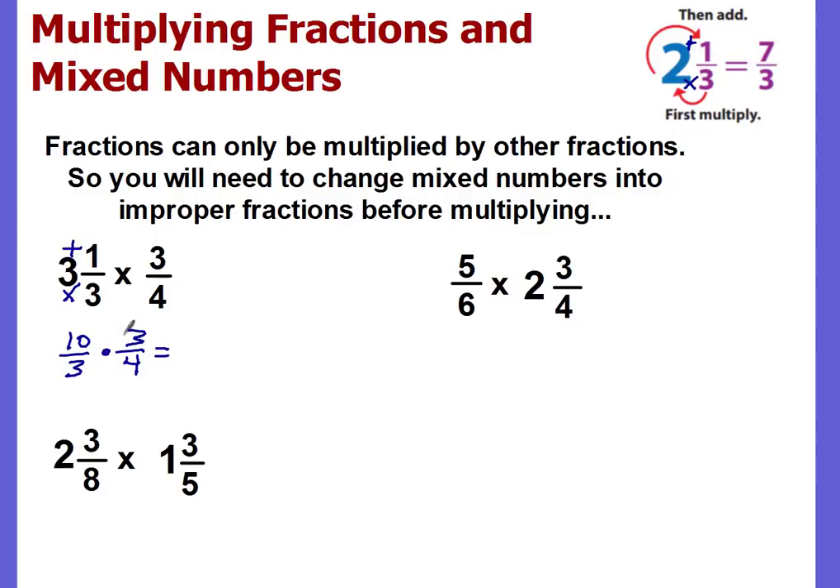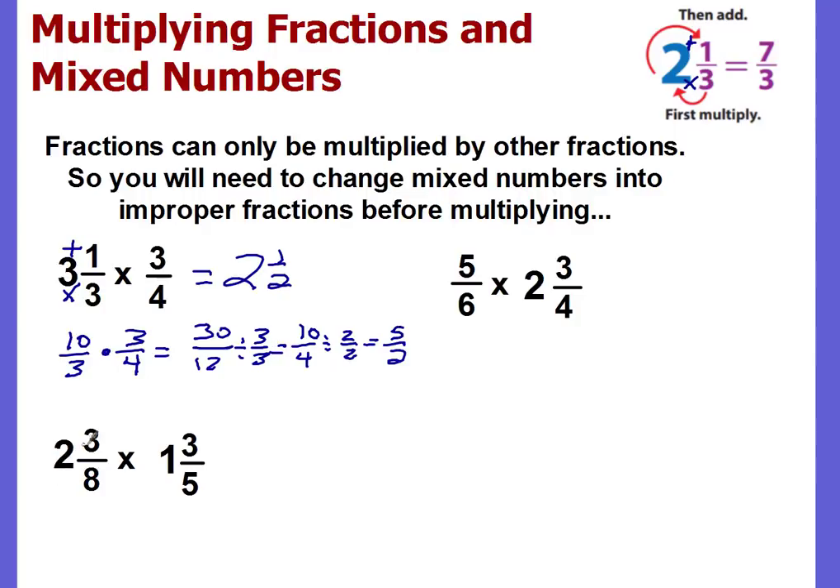And multiply your numerators together. 10 times 3 is 30. Multiply the denominators. 3 times 4 is 12. Let's go ahead and simplify. We can divide both by 3. And that's going to give us 10 over 4. Oh, we can divide again, can't we? We can divide by 2. And that's going to give us 5/2, which is improper. Change it back to a mixed number. 2 goes into 5 2 whole times with 1 remainder. So 2 and 1/2.